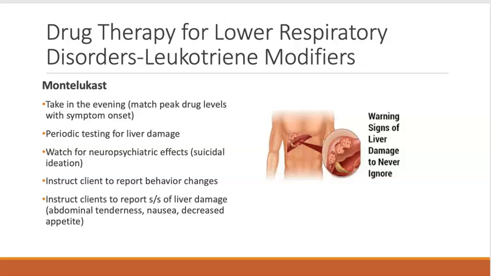Periodic testing for liver damage. You can see some suicidal ideation with that, so you would want to monitor for that. Monitor for any behavior changes, and also when we talk about anything that can impact the liver, you have to know to watch for signs and symptoms of liver disease. So this could be decreased appetite, nausea, abdominal tenderness. The later signs of it would be jaundice, so yellowing of the skin, yellowing of the eyes.